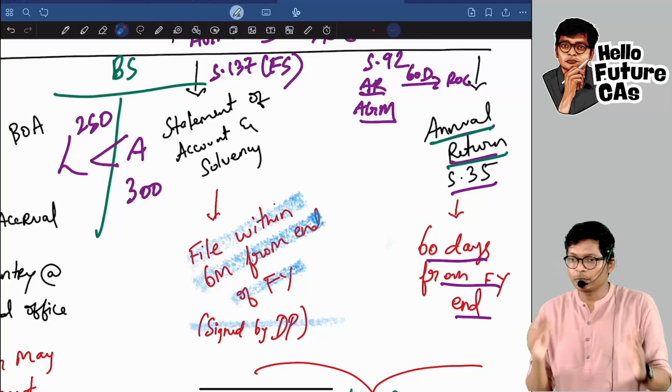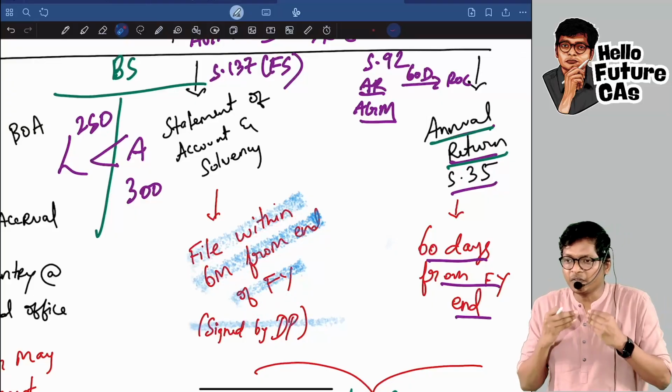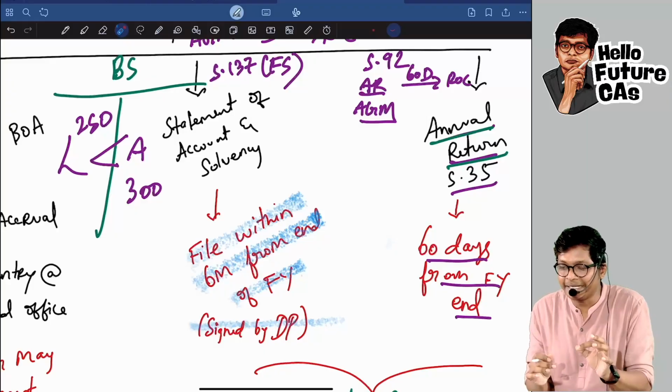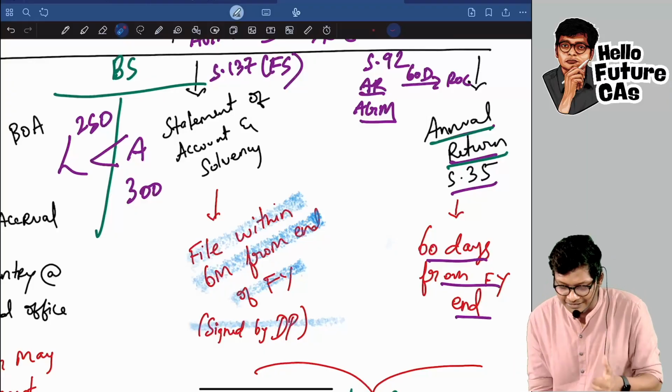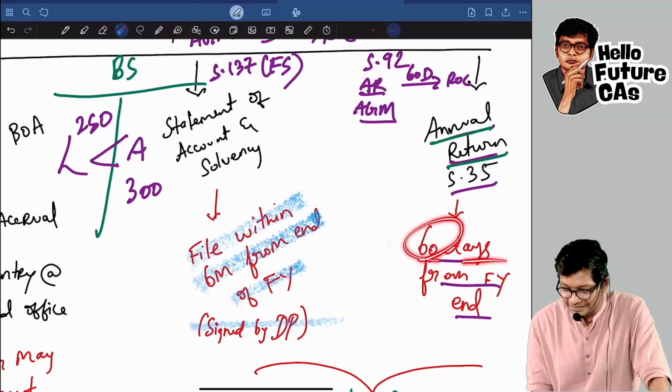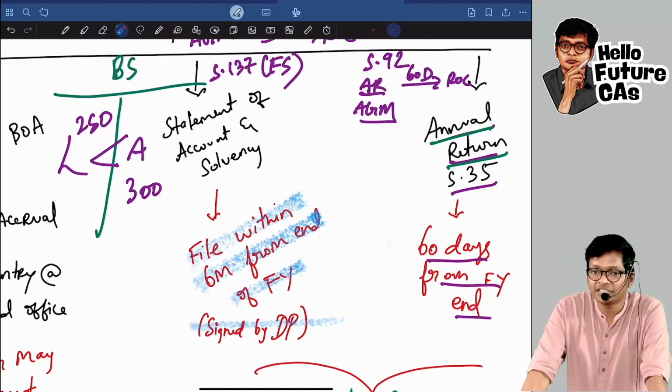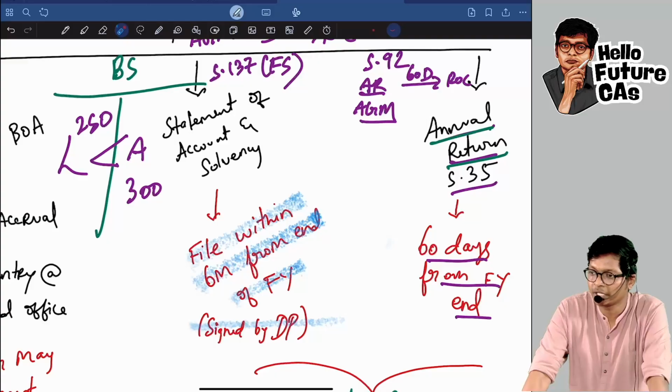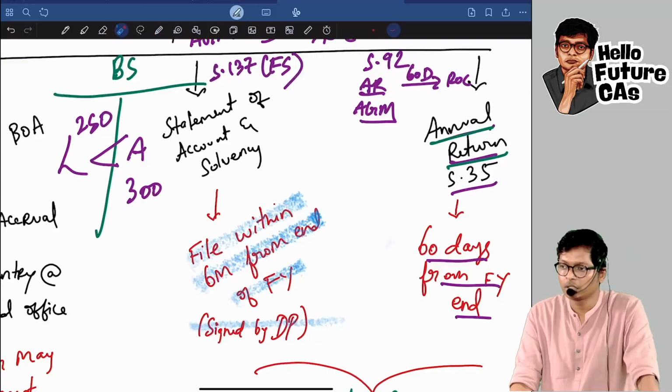Done, guys. Sir, what to remember for the exam? Statement of accounts and solvency, signed by the DP, file within 6 months from the end of the financial year. Annual return, file within 60 days from the financial year end. Are you all following, guys? Clear? Understood? All of you with me?